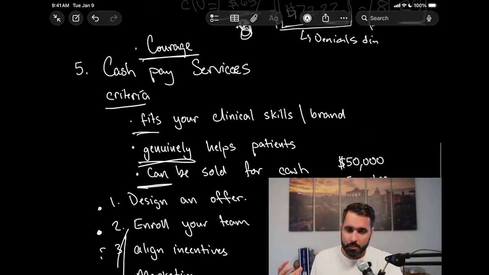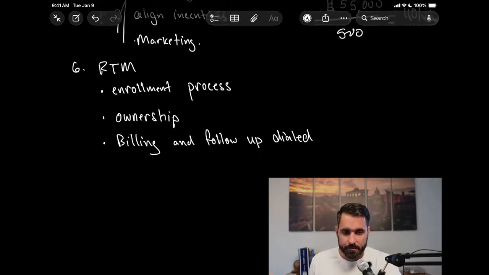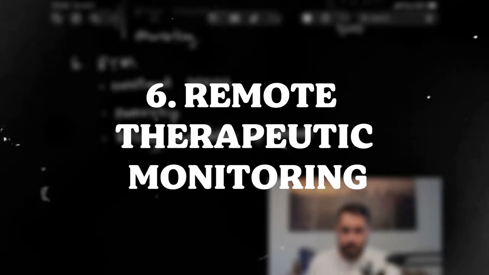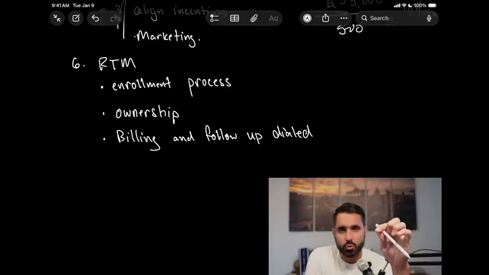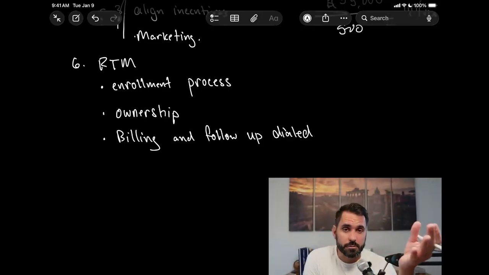So that's just an example of how you can create impact with your cash pay stuff. Okay. And then lastly, RTM, remote therapeutic monitoring. Medicare has made it a lot easier to get paid for RTM services. Especially at the time of this video, it's easier to do. There's technology that you can use to automate a lot of the process, but it also is tied to a lot of positive outcomes for patients as well, which is why Medicare wants to pay you for it.